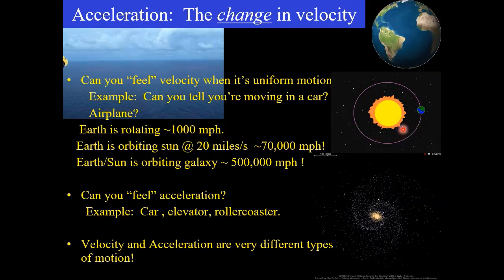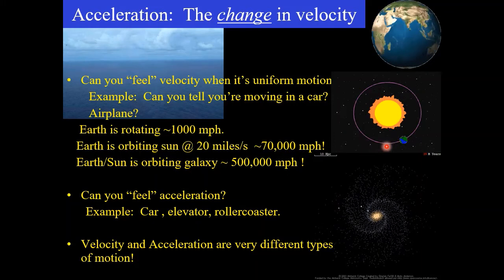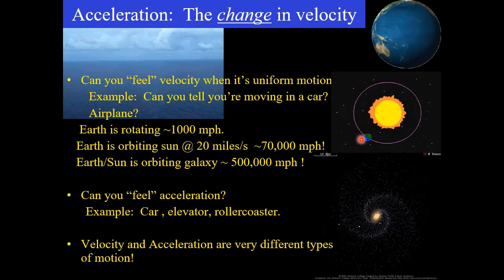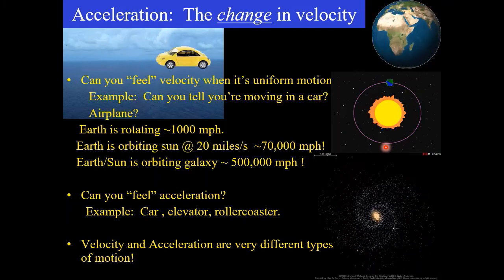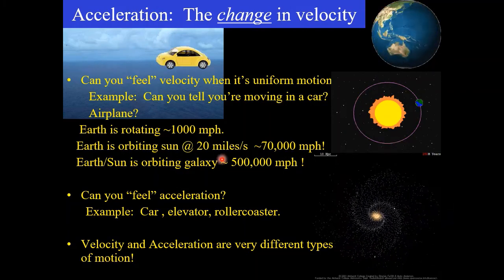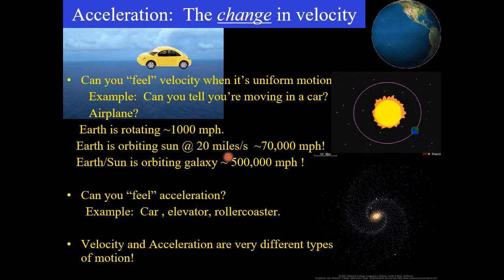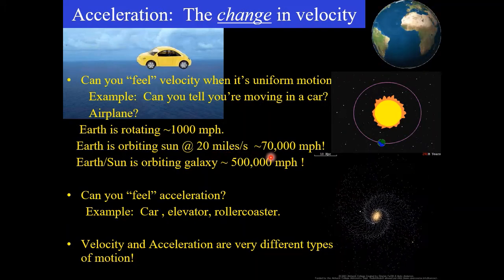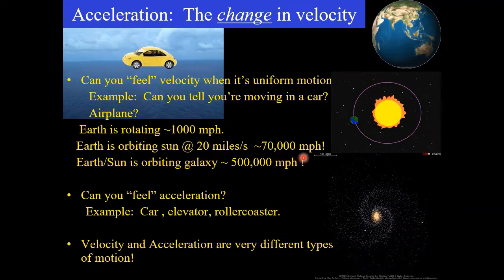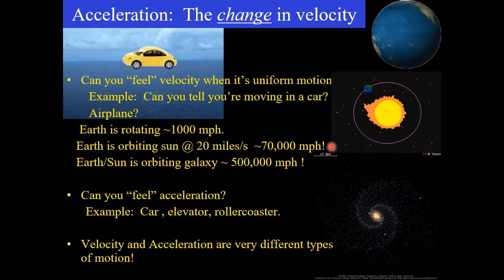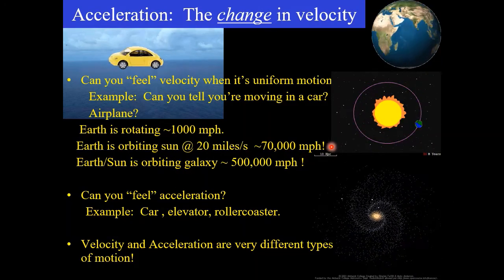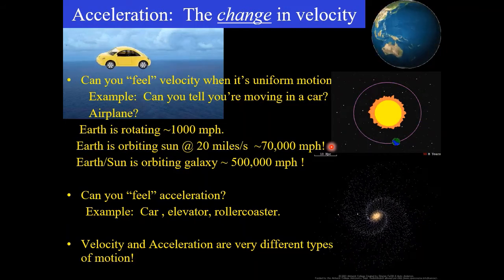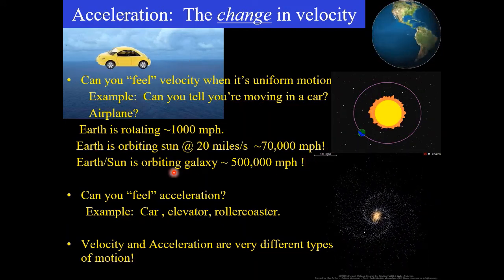The Earth is orbiting around the sun, and of course it takes 1 year for the Earth to make a complete orbit or revolution around the sun. Well, it turns out we're moving around the sun at a speed of about 20 miles per second. That's about 70,000 miles per hour. Now again, let me ask you, do you notice this motion? Can you tell you're moving 70,000 miles per hour? No, of course not. Well, it even gets better than that.